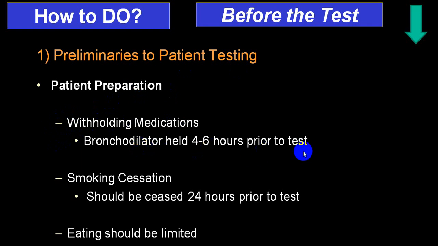Depending upon what bronchodilator the person is using, you will stop that particular bronchodilator before doing a test. Also, smoking should be stopped 24 hours prior to the test, and even eating should be limited. A light diet should be taken, not a heavy meal.